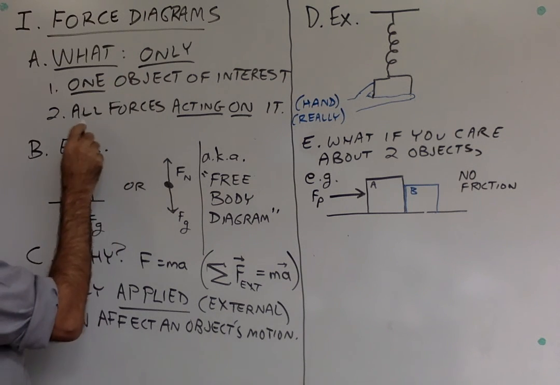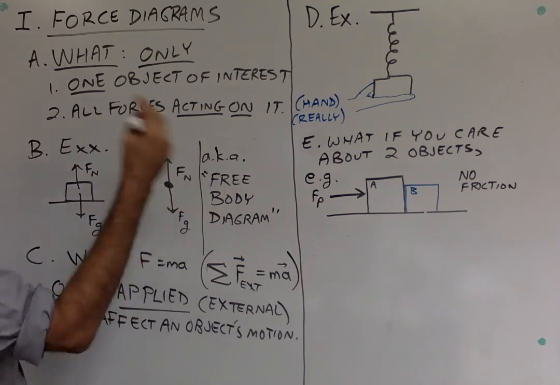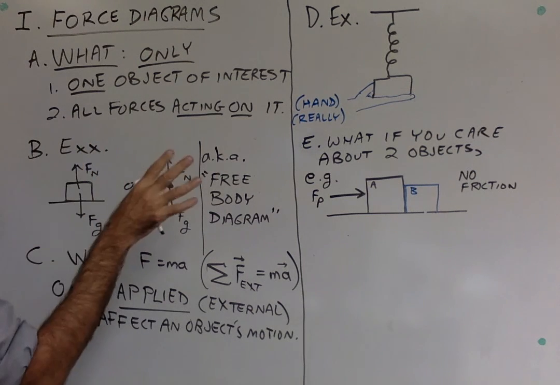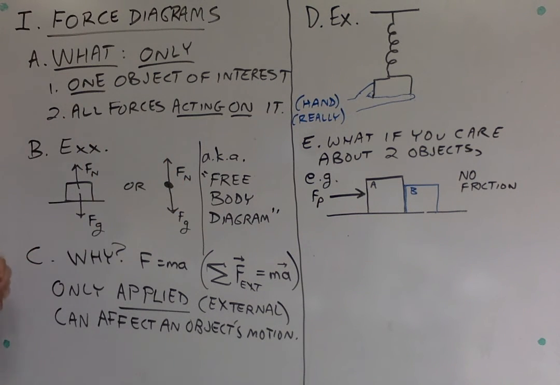After you've drawn that object, you draw all the forces that act on it from outside. You do not draw what it does to anything else. So notice how focused this is, how it isolates one particular object and looks only at the forces acting on it. And there's a reason for that I'll explain in a second. All right, here's an example. Let's say you have a brick on a floor.